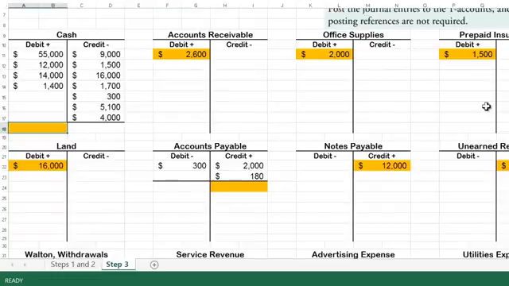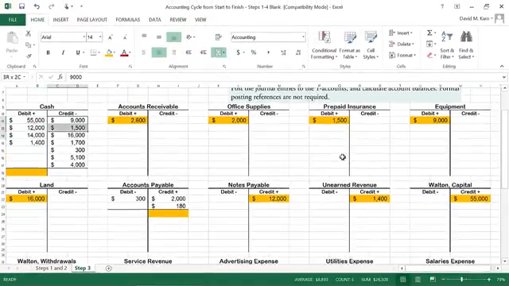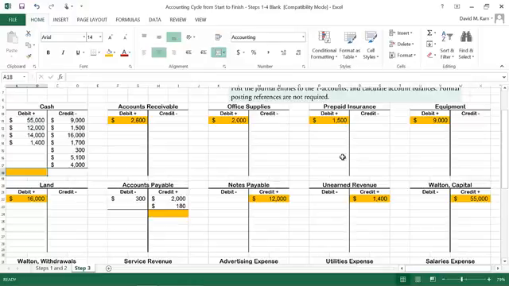Okay, so how do we find the balance of cash? Obviously, all we have to do is add up all of these numbers and subtract out all of these numbers to get the current debit balance of cash. So if we do that, we add the 55,000 plus the 12,000 plus the 14,000 plus the 1,400. We subtract out the 9,000, the 1,500, the 16,000, the 1,700, the 300, the 5,100, and the 4,000, and we get a debit balance of 44,800 when you do that.